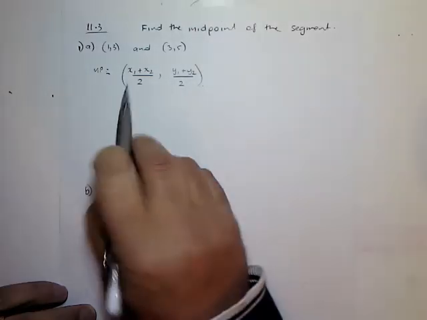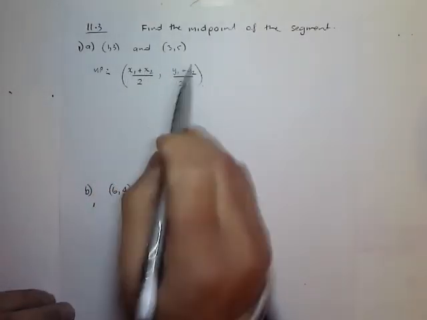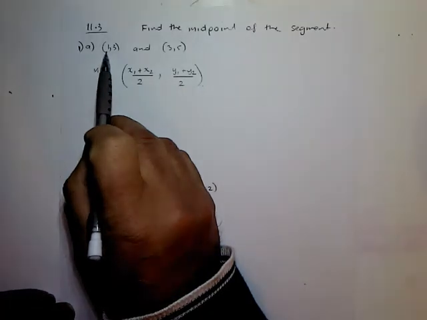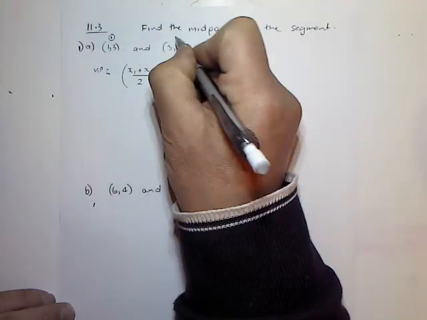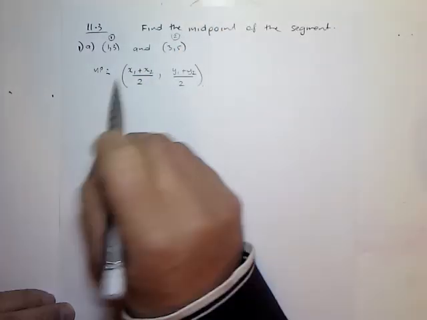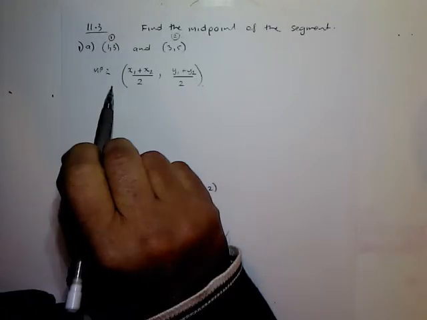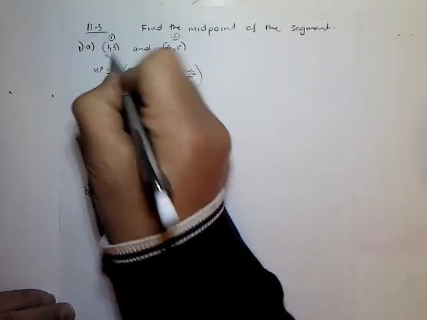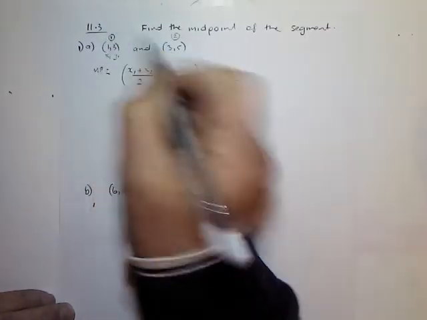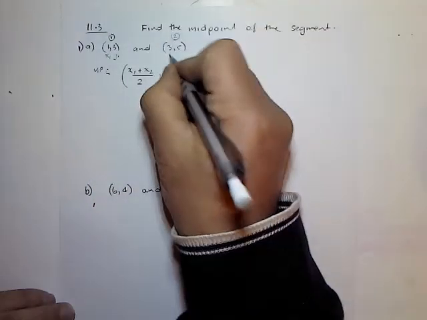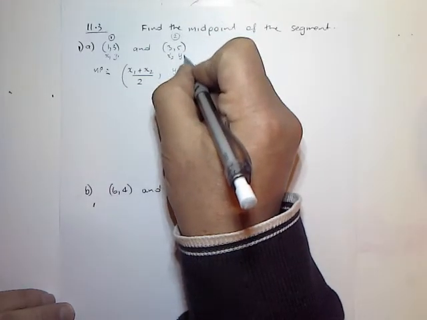Now, to find what x1, x2, y1 and y2 are, we look at the 2 terms. Obviously the first point here is point 1 and this one is point 2. So the x value in the first point is x1. This is the y value in point 1. This will be the x value of point 2 and the y value of point 2.